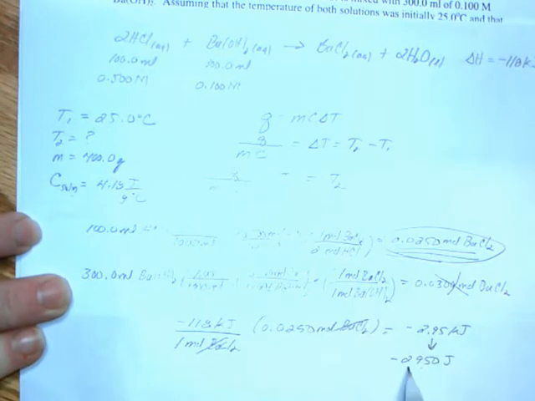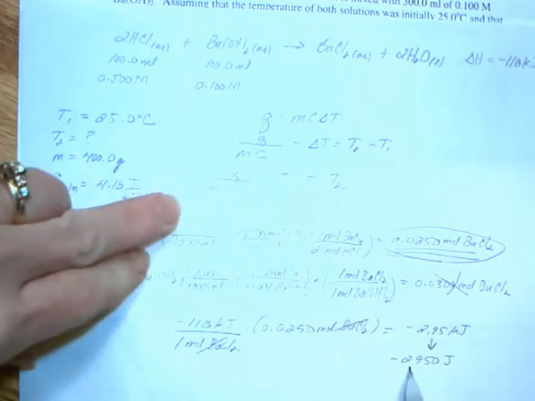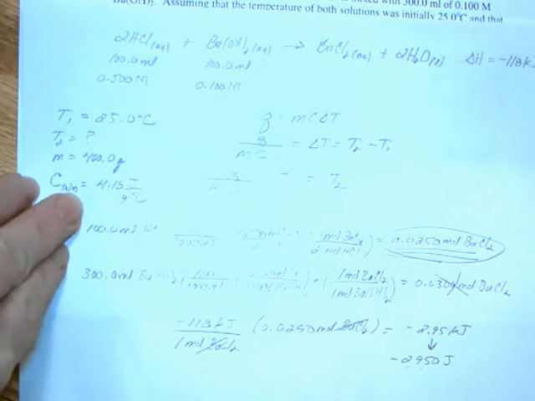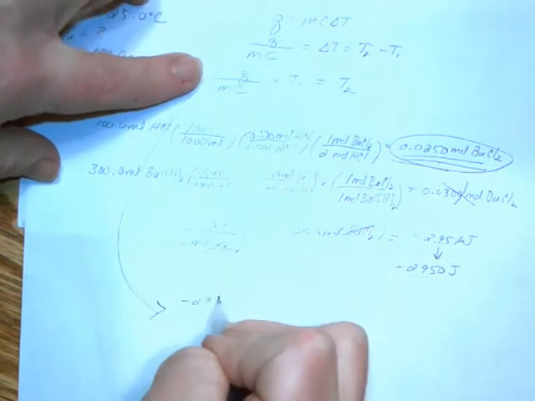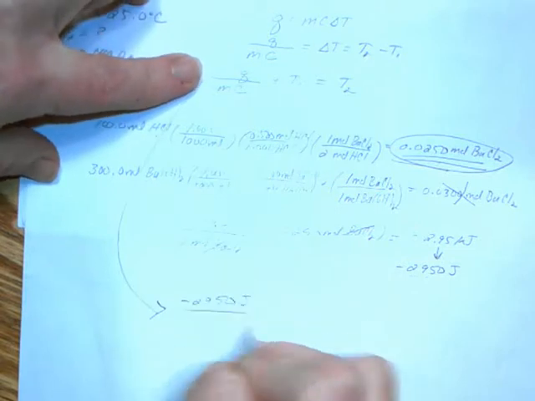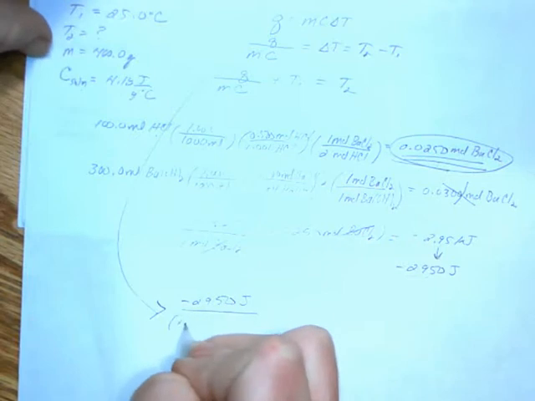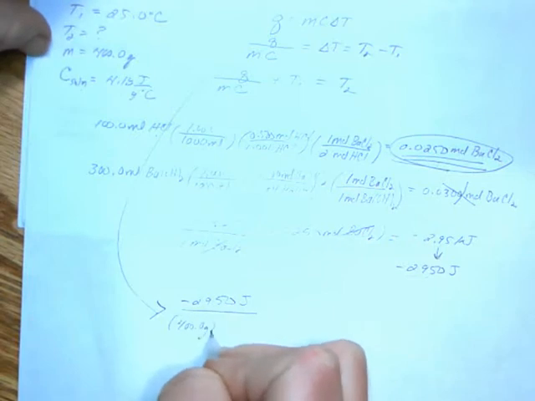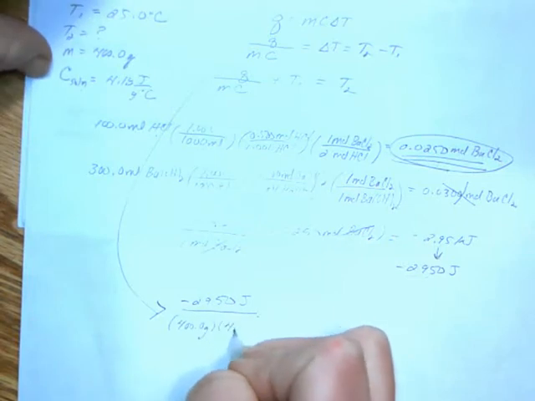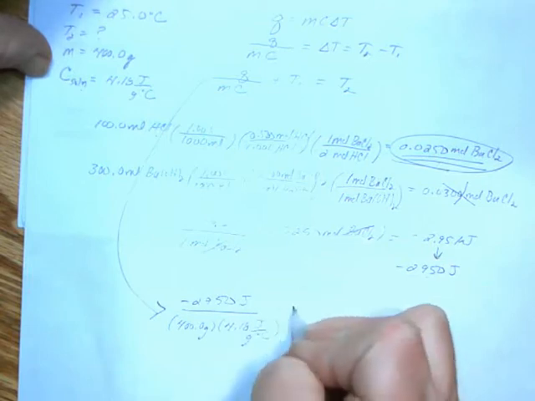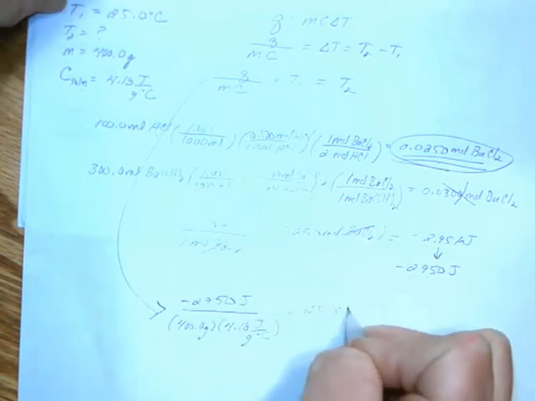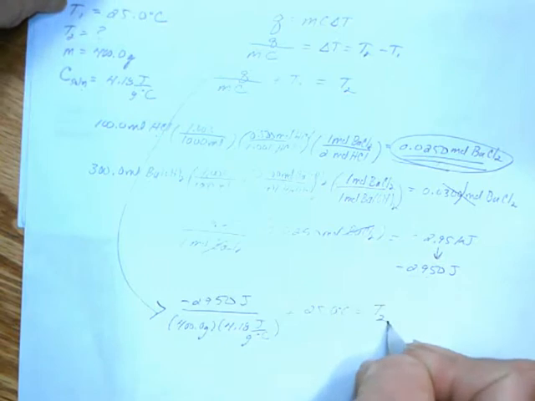Okay, so plugging in my heat. I'm going to go ahead and do it down here. Sorry that I'm moving things around on us. So, here, negative 2950 joules divided by the mass of the system, 400 grams, times the specific heat, 4.18 joule per gram degrees Celsius, plus my initial temp of 25 degrees Celsius will be my second temperature.